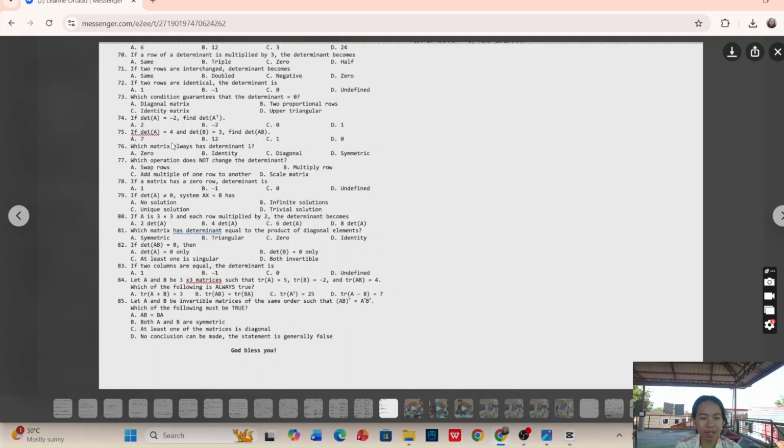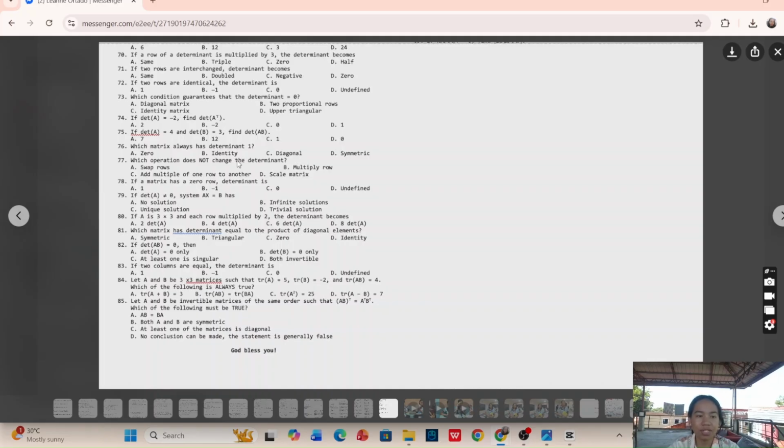So if determinant A equals 4, this is for number 75 already. Again, if determinant A equals 4 and determinant B equals 3, find the determinant of matrix A times B. So this will be simply multiplied. So number 75 answer is letter B. So this is simply 3 times 4 and that is 12. So our answer is letter B.